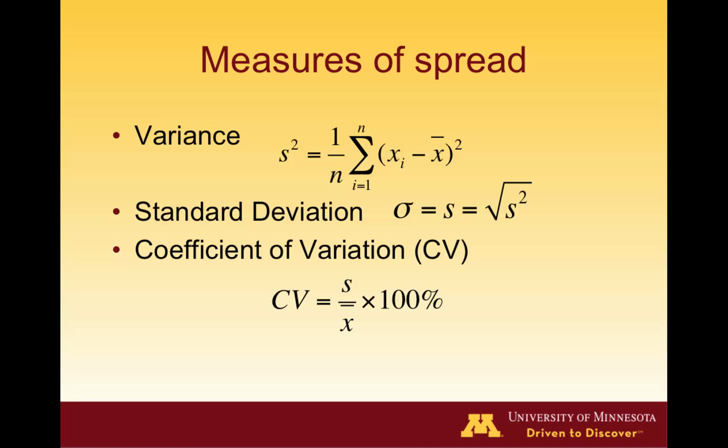Here are the definitions of variance, standard deviation, and coefficient of variation. You might see this as familiar because we mentioned this before. But the variance, and the coefficient of variation is standard deviation divided by the mean.